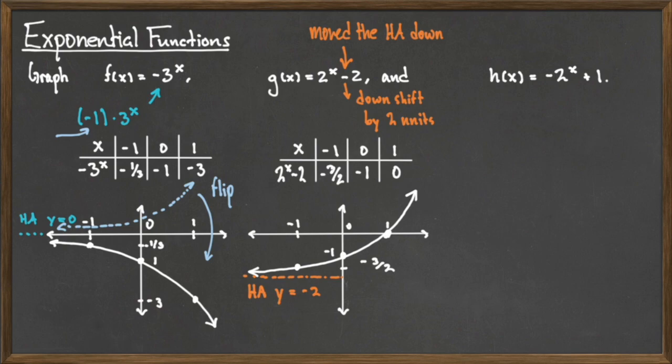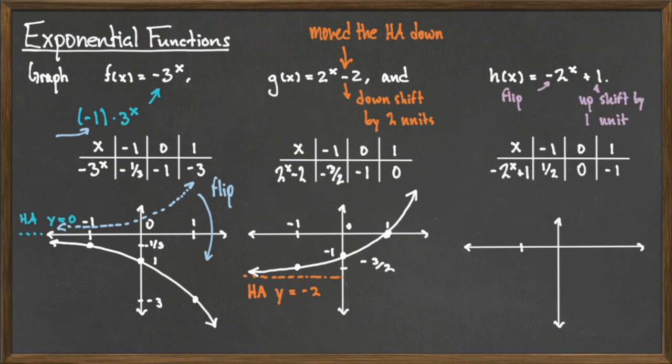Our last function, h of x equals negative 2 to the x plus 1, sort of has both transformations happening at once. I have a negative in front of 2 to the x, which will flip it upside down, and I have that plus 1, which will move my graph up by 1 unit. So taking all this into account and plotting a couple of test points, I'll get the following ordered pairs, and then I will fill in the curve with a sketch. So here I have my 2 to the x graph, which looks like it has been turned upside down and then moved upward by 1 unit. In this case, we're going to see that we have a horizontal asymptote of y equals 1.